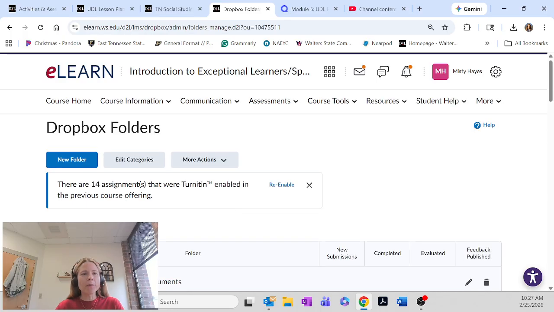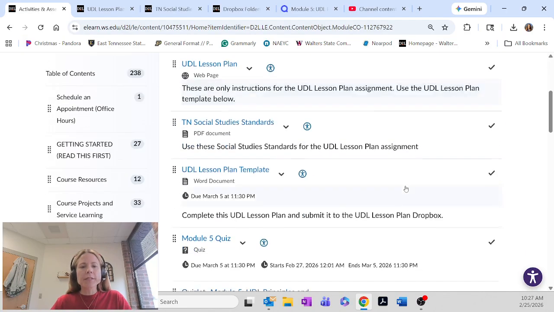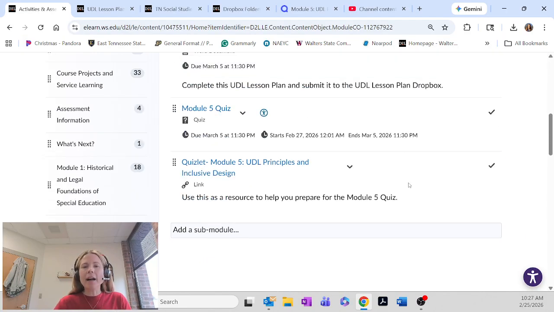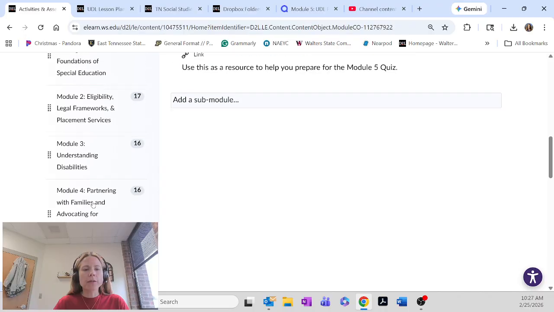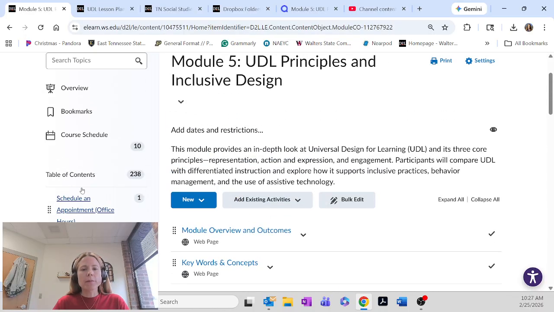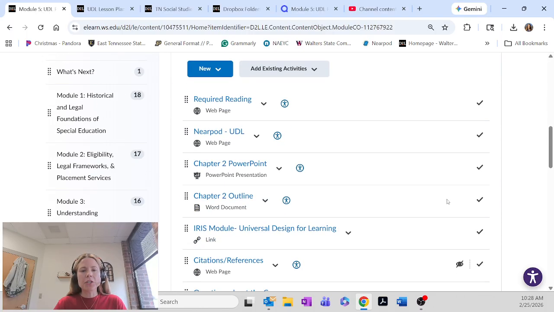So that will be pretty much taking care of our module 5. Please use the resources. I highly encourage you, obviously read chapter 5, or read the textbook, excuse me. But what I do want you also to go through is the Nearpod, a great study tool, the Nearpod UDL presentation. But also the Iris module is really going to help you out as well as your chapter 2 in the textbook.